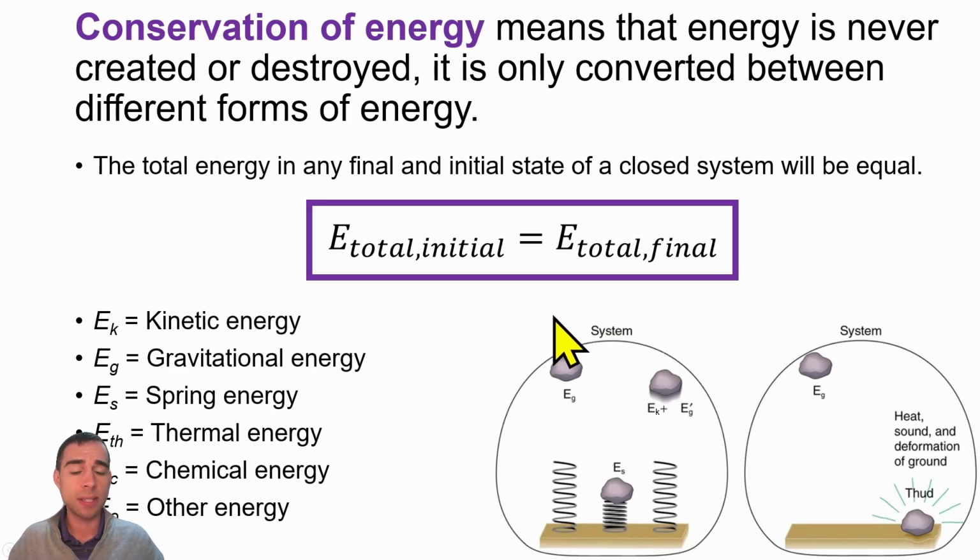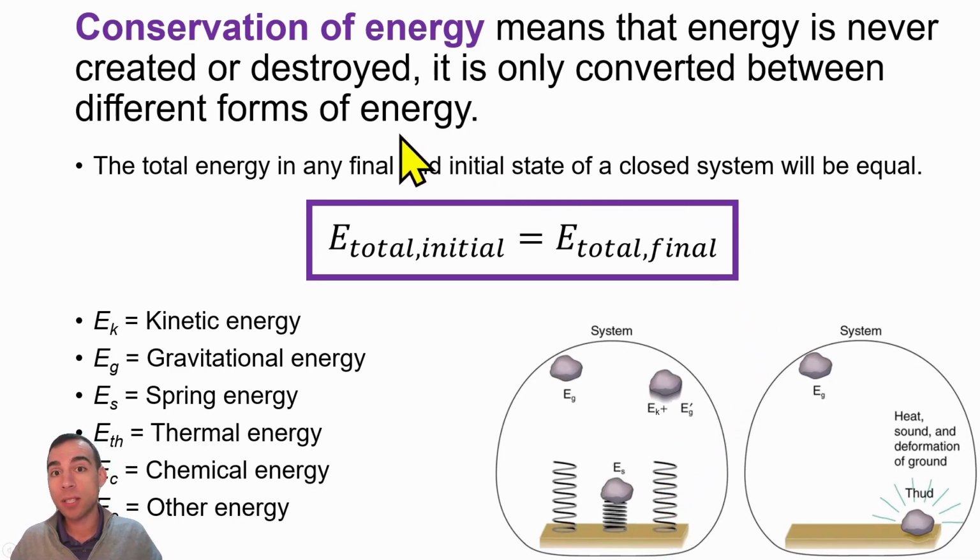So if we take a look at this example where we have a rock that we raise up to some height, we would impart gravitational energy onto it by doing that. And if we let go of the rock, its gravitational energy will convert to kinetic energy. And then when it comes in contact with this spring, it will compress that spring and store that energy as spring energy. And then the spring can decompress and send the rock back upward, giving it kinetic or gravitational energy.